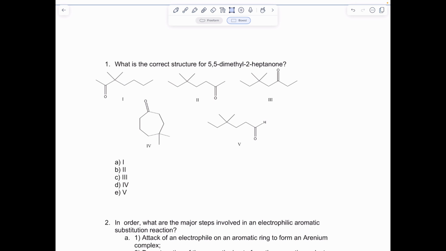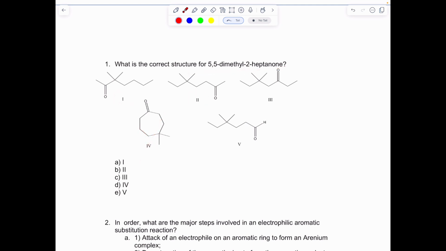So question 1 wants us to identify the correct structure for the following molecule. We can see that it should have a parent chain with 7 carbons in it because we've got hept and one. We know there's going to be a ketone, and that ketone is going to be on carbon 2. So we know that it can't be this one because there's no way to put that on carbon 2. This one's an aldehyde. There's nothing in here that indicates that it's cyclic, so it's not going to be 4. So we know that it's got to be either 1 or 2.